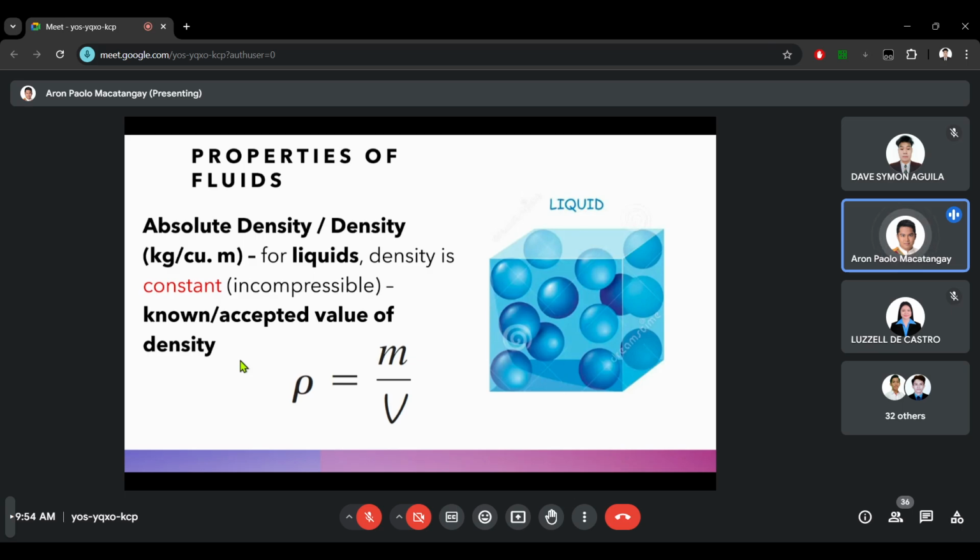So it can easily be obtained, usually from tables. For water, for example, I expect you to know already or memorize that the density of water is 1000 kilograms per cubic meter. Okay. So that is a known or accepted value already because that is for liquids.